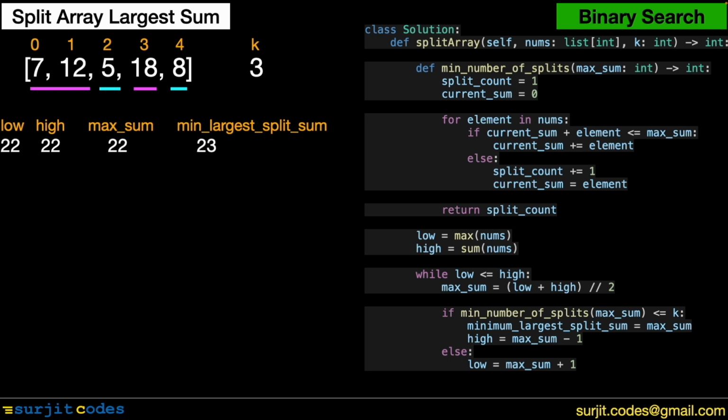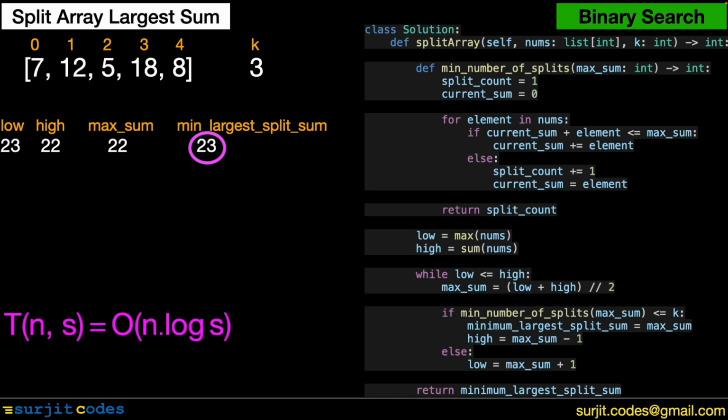In the next iteration, we set the max sum limit as 22, which gives us 4 splits. So we do not change the minimum largest split sum, but increase low to max sum plus 1. With this, we come out of binary search and return 23 as the final value of the minimum largest split sum.